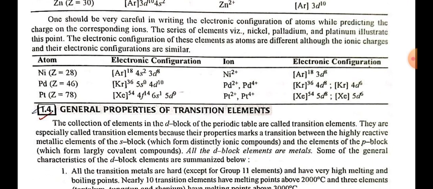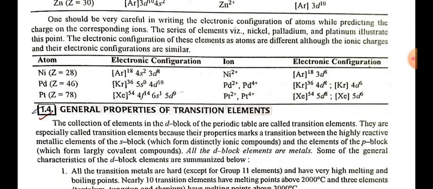One should be very careful in writing the electronic configuration of atoms while predicting the charge on the corresponding ions. The series of elements, that is nickel, palladium, platinum, illustrate this point. The electronic configurations of these elements as atoms are different, although the ionic charges and their electronic configurations are similar.